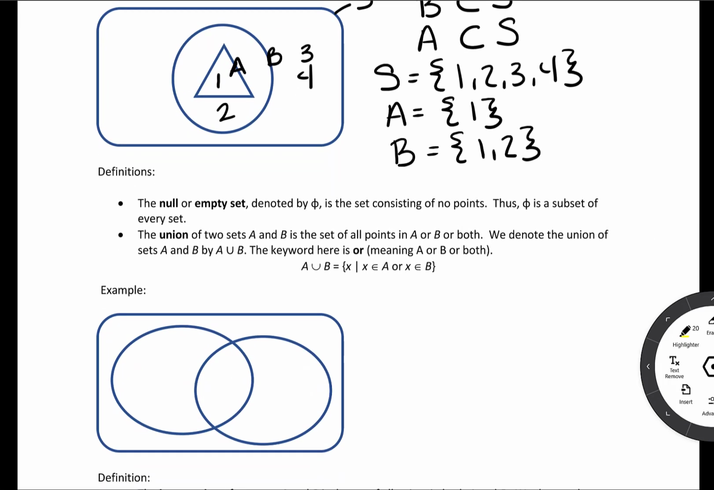The null or the empty set is denoted by this symbol. It is the set consisting of no points. So therefore, the null set or empty set is a subset of every set.